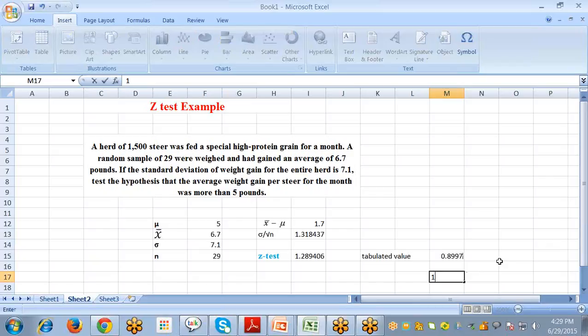So this will be subtracted from 1, that means 0.1003. So the conditional probability that a sample from the herd gains at least 6.7 pounds per steer is 0.1003. This is the probability. Should the null hypothesis of a weight gain of less than 5 pounds for the population be rejected? That depends on how conservative you want to be. If you had decided beforehand on a significance level of p less than 0.05, the null hypothesis could not be rejected.